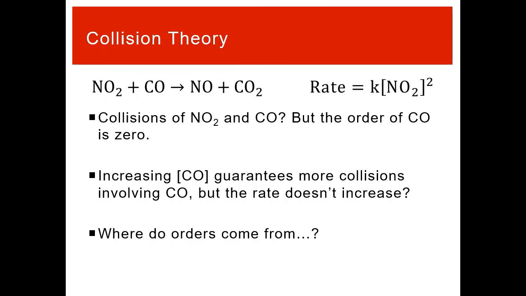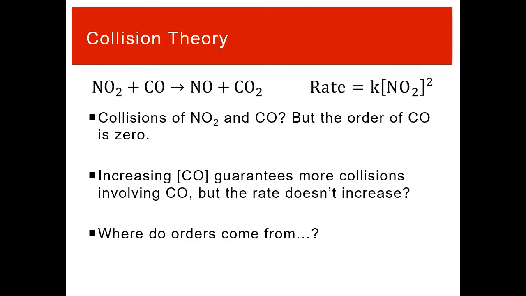So let's look at some cases, for example, the reaction NO2 plus CO becomes NO plus CO2. If you do this experiment at certain temperatures, you find that the rate is equal to k times the concentration of NO2 squared. That would mean that NO2 is second order. CO doesn't show up in the rate equation, so CO is 0th order.